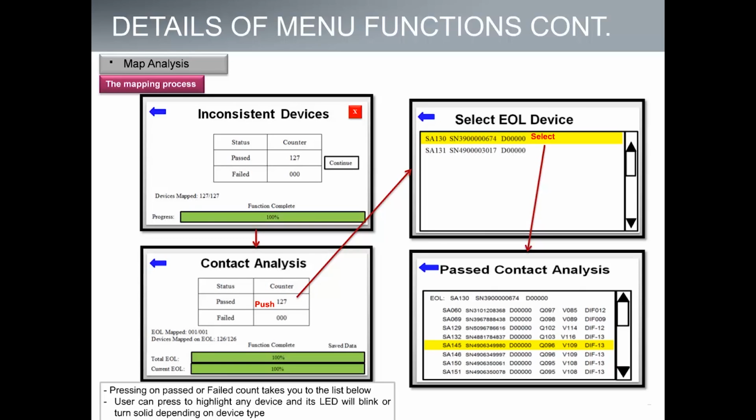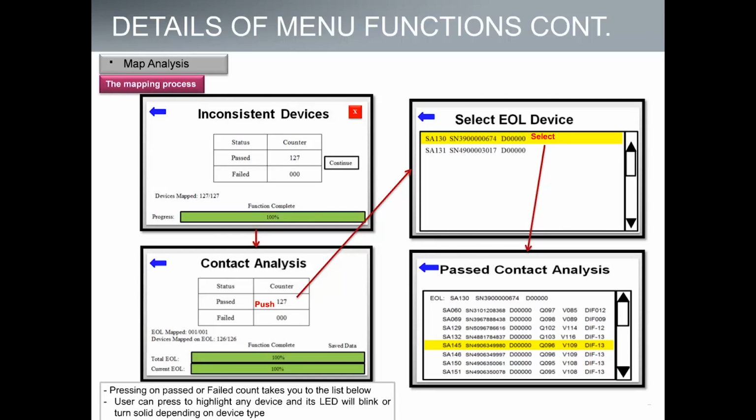The map analysis process. First, press the Map Analysis button on the main menu. The display screen shows the progress from inconsistent device analysis to the contact analysis if mapping was successful. If inconsistent device analysis fails, the mapping would not progress to contact analysis and an Advance button would be displayed. Users are advised to resolve issues with inconsistencies without pressing the Advance button.